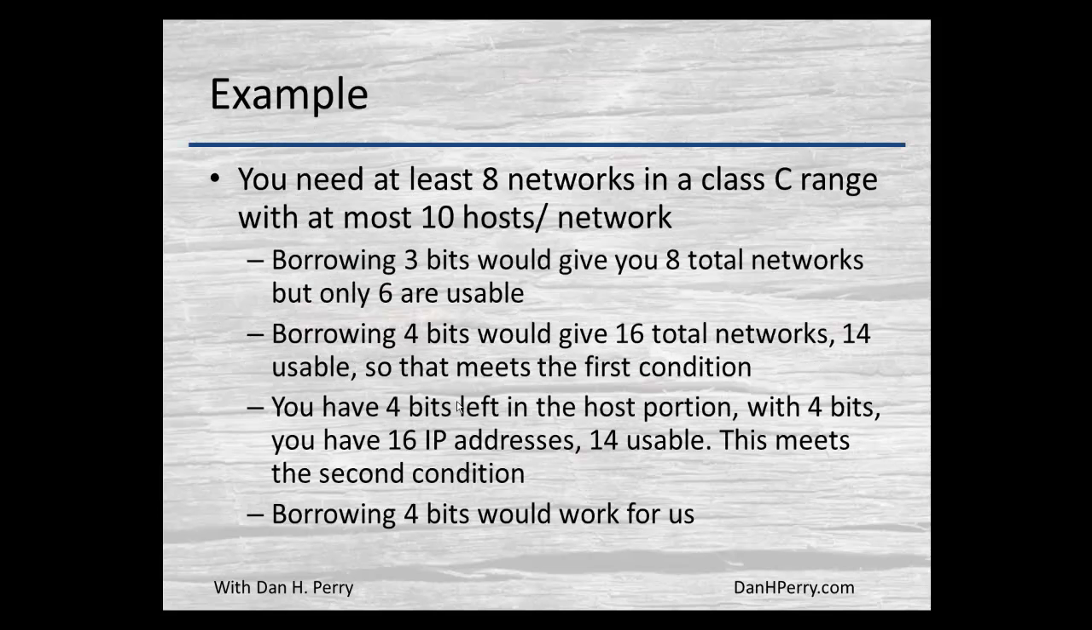Okay. For example, let's say that we need a network that has at least 8 networks that we can use in a Class C range. And we know none of those networks are going to have more than 10 machines on them. Well, if we were to borrow 3 bits, then that gives us 8 networks, but remember we lose 2, so only 6 are usable, so that won't work. Well, 4 bits, that gives us 16 networks with 14 usable. Okay, that meets the first condition.